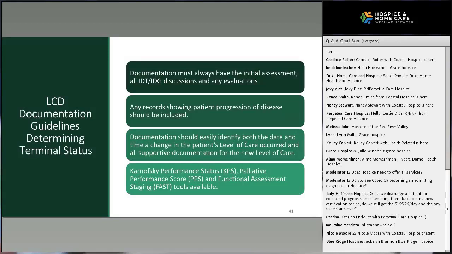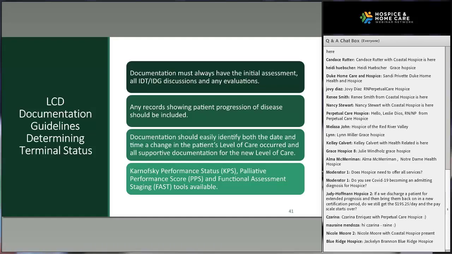LCD guidelines determining terminal status, we'll continue on that. Documentation must always have the initial assessment and all IDT, IDG discussions and any evaluations. So that information also feeds into that. Any record showing patient progression of disease should be included. Perhaps their New York Heart Association cardiac classification has gotten worse. Their ejection fraction has gotten worse, something like that. It might be less than 20% now, so you want to include that in there.